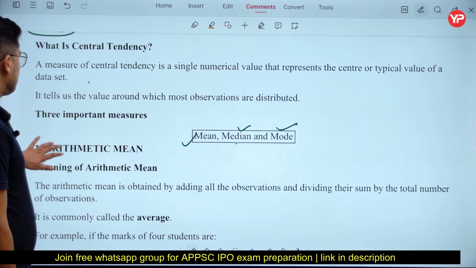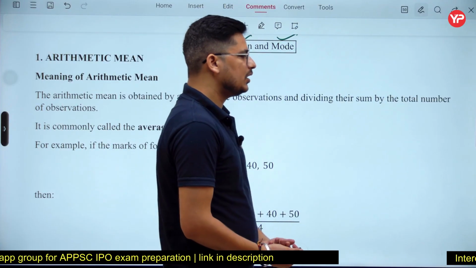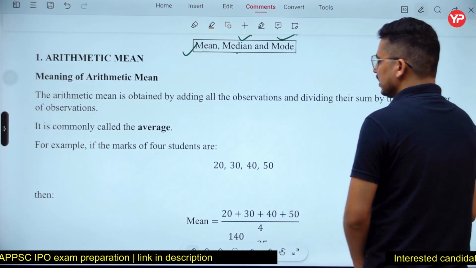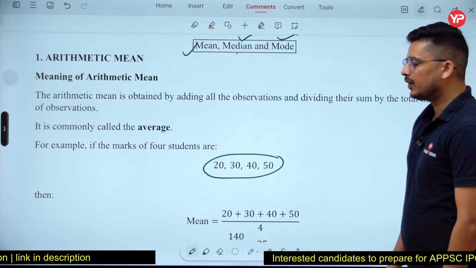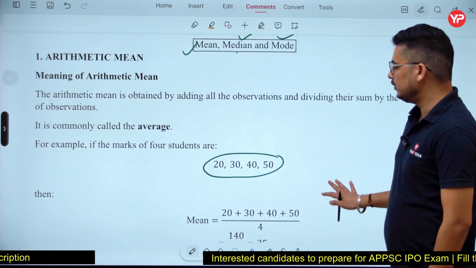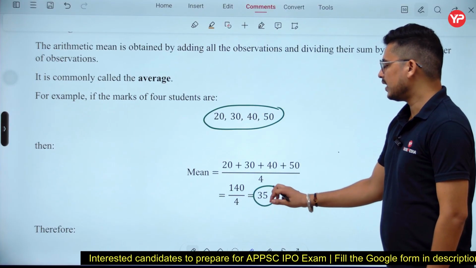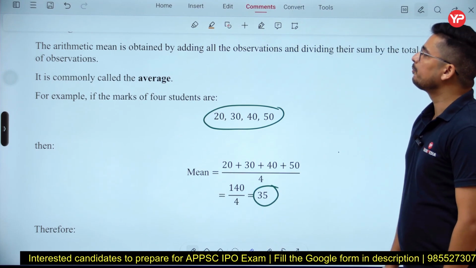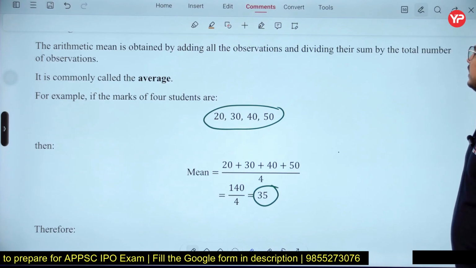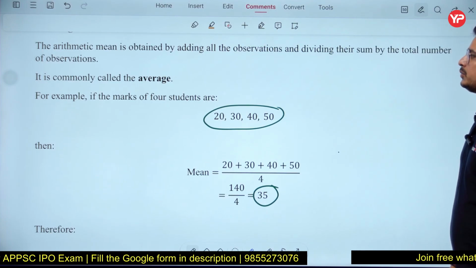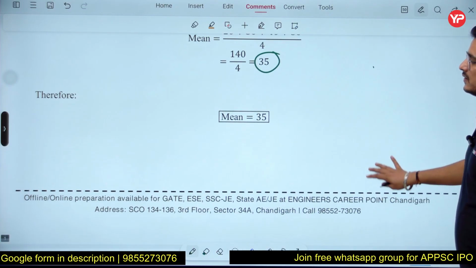The first thing that comes into the picture is the arithmetic mean. What is the meaning of arithmetic mean? Let us take 4 observations here; through this example you will understand better. For the mean, you add all these values and divide by the number of samples. So 140 divided by 4 gives a mean of 35. So the arithmetic mean is obtained by adding all the observations and dividing their sum by the total number of observations, and that is commonly called the average. So the mean of this data is 35.